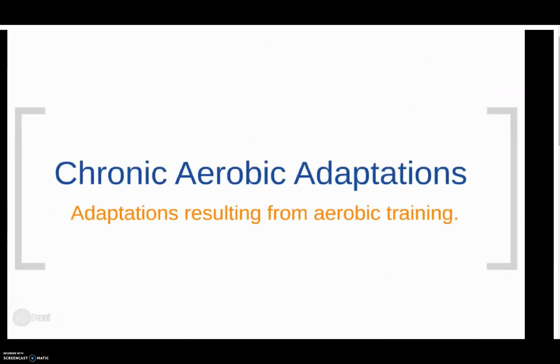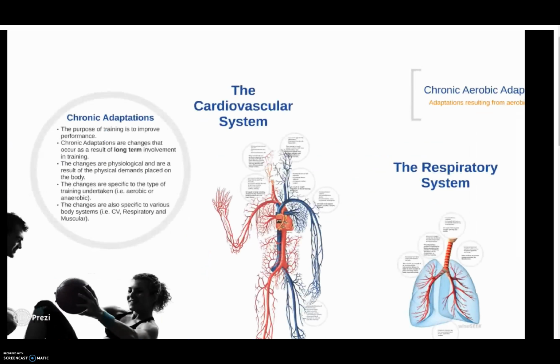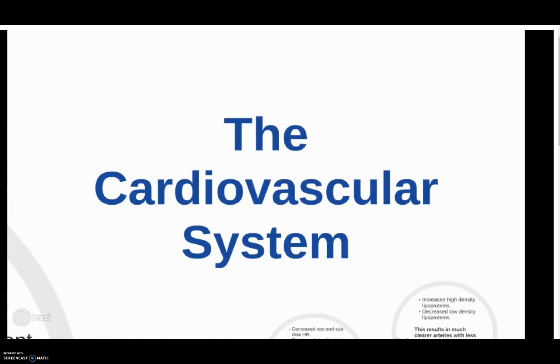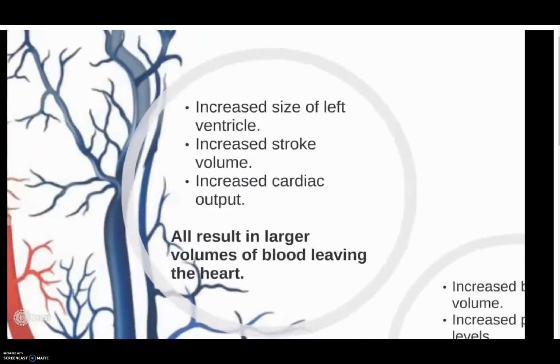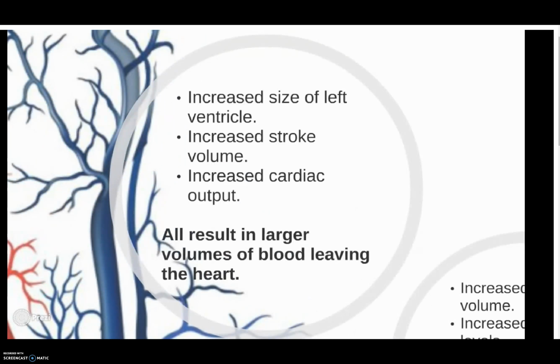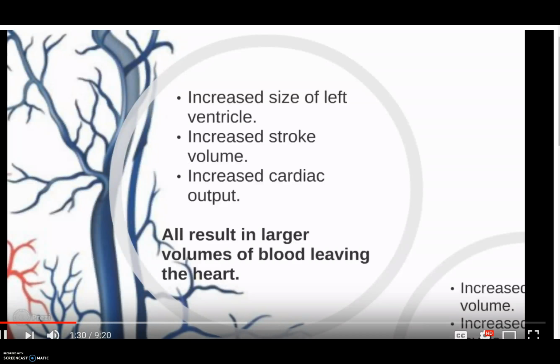Let's start looking at chronic aerobic adaptations of the cardiovascular system. Some of the things we'd expect to happen are an increase in the size of the left ventricle, which results in an increase in stroke volume. That's more blood leaving the left ventricle every time the heart beats, and an increase in cardiac output, the amount of blood leaving the heart each minute. They all result in larger volumes of blood leaving the heart, and that's really critical because the blood delivers oxygen and nutrients to working muscles.